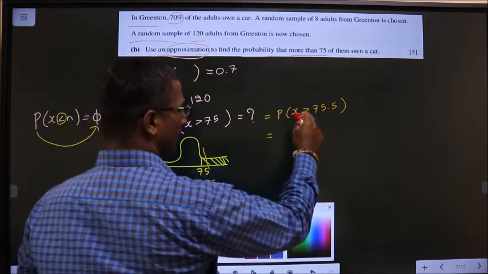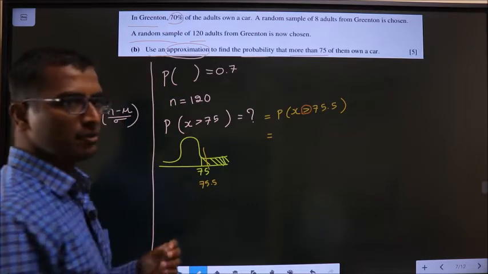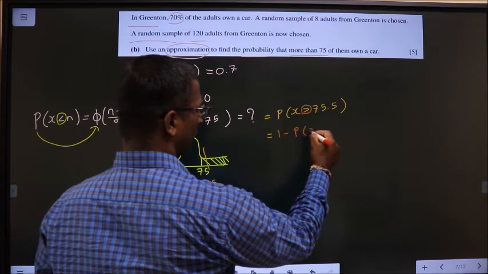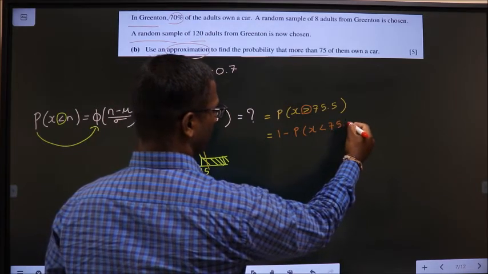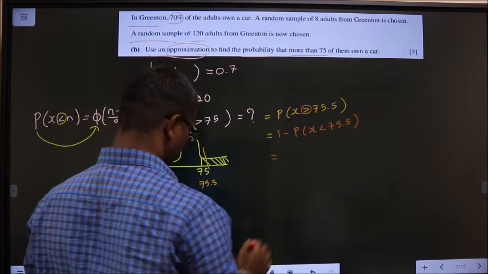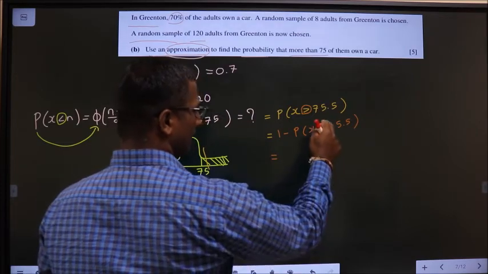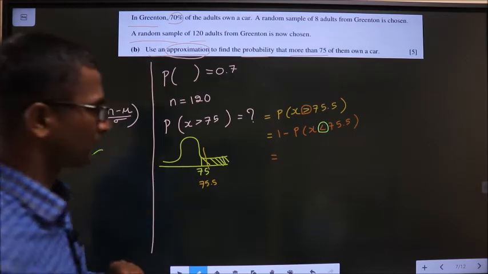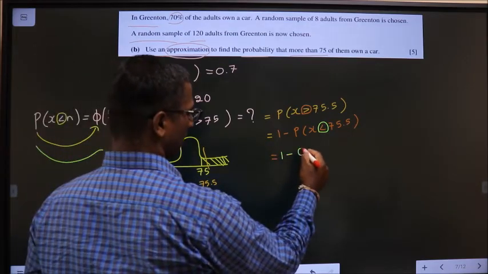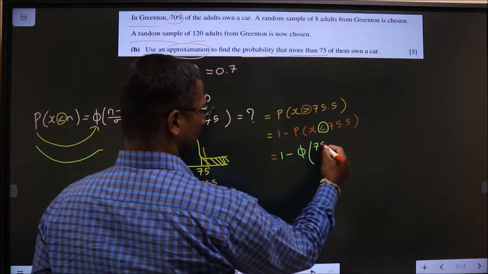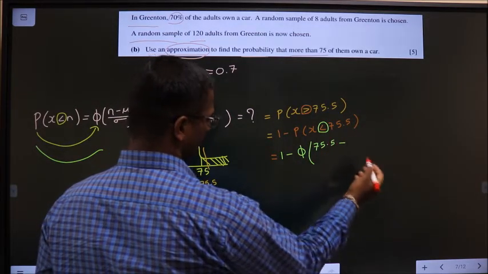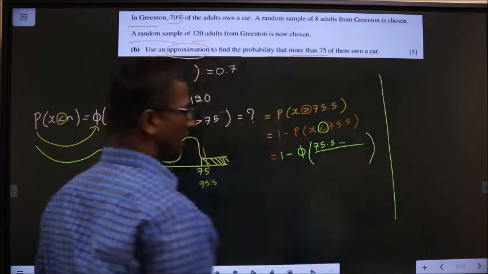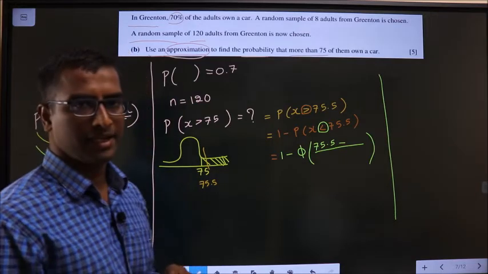Next. Here the symbol is greater than. To make the symbol less than, we should do 1 minus P of x less than 75.5. Next, here it is the less than symbol, so now P will get converted to phi. So 1 minus phi of (75.5 minus mean) by standard deviation. So now I have to calculate the mean and standard deviation.